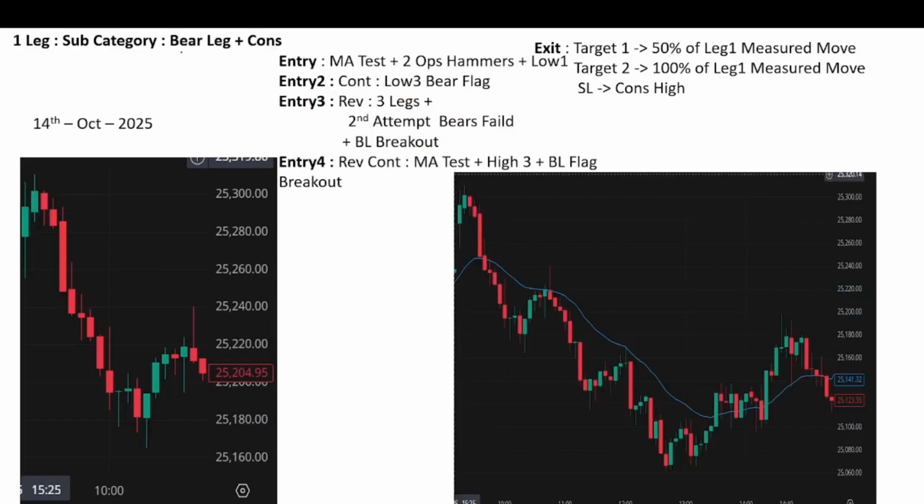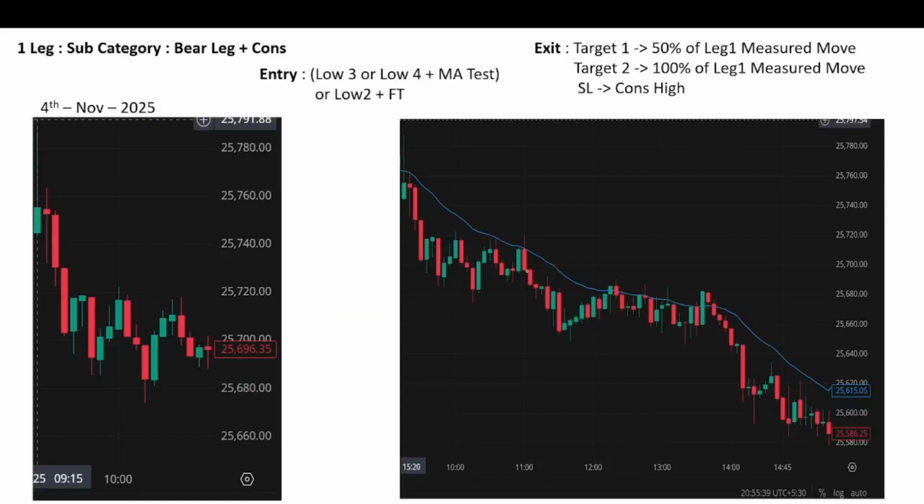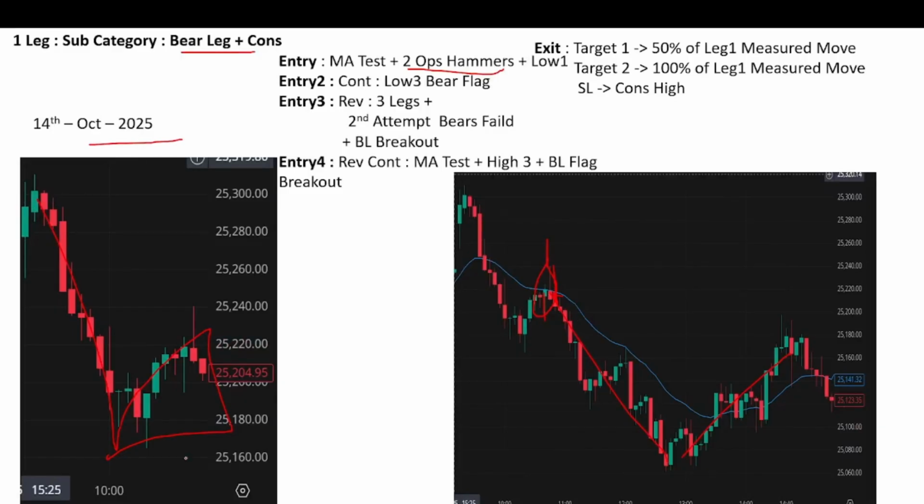So again, bear leg and consolidation, bear leg, consolidation. On 14th October this has happened, and it was again followed by the continuation, and after 3 legs it reversed. So let's see the entries. You can enter pretty much here because it is testing the EMA, and you can also see 2 opposite hammers. So this is a bull hammer, this is a bear hammer. If you look at it here, this is a hammer, and you also got the follow through bar.